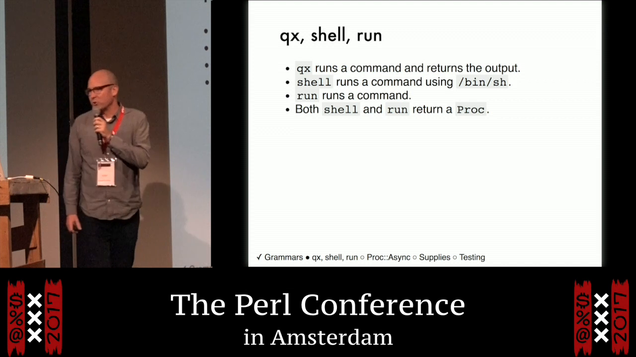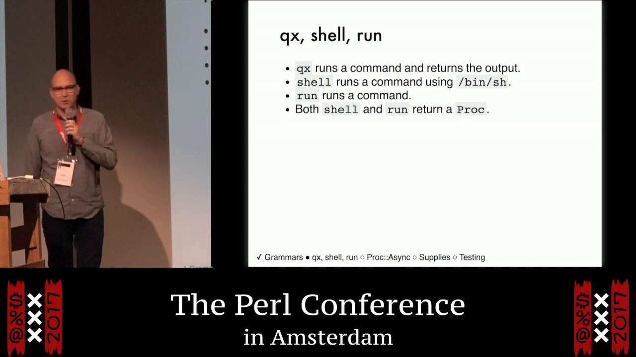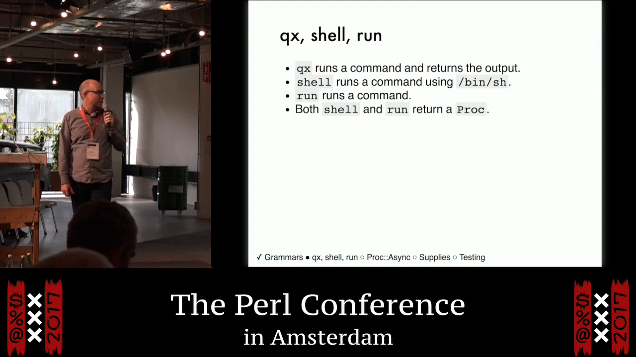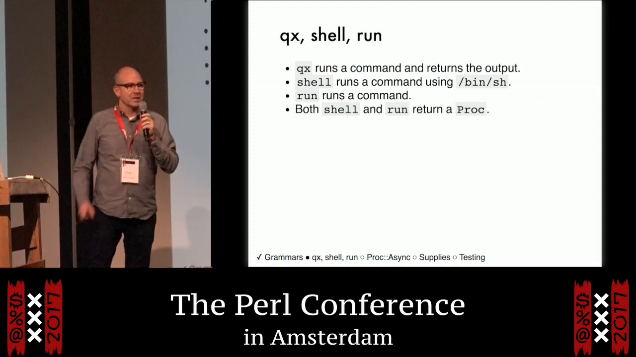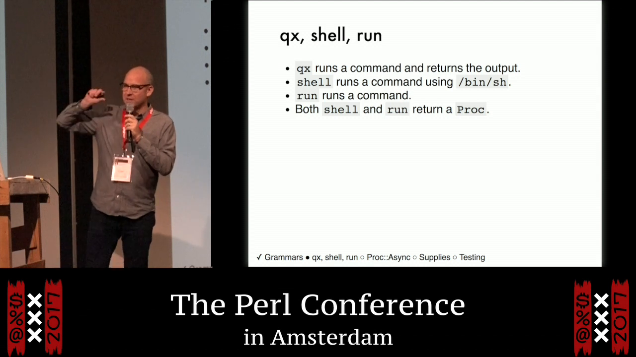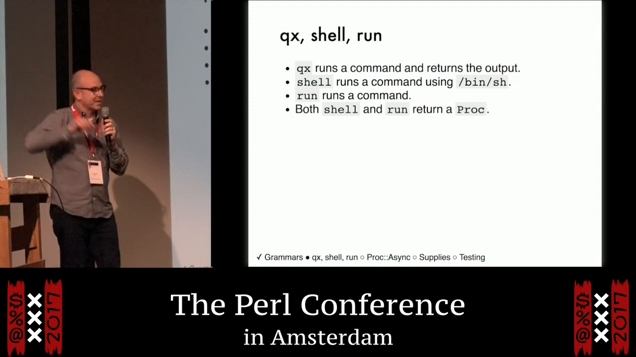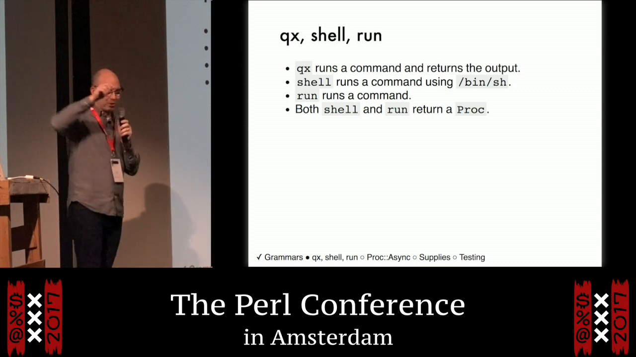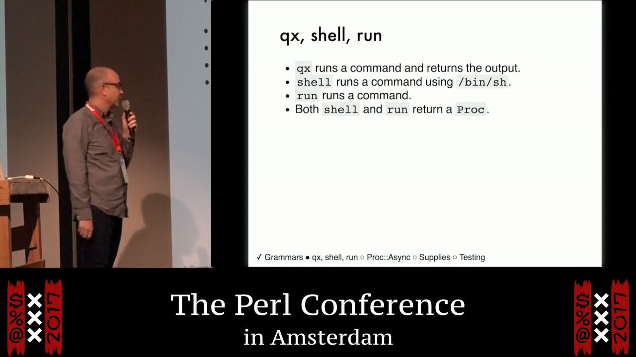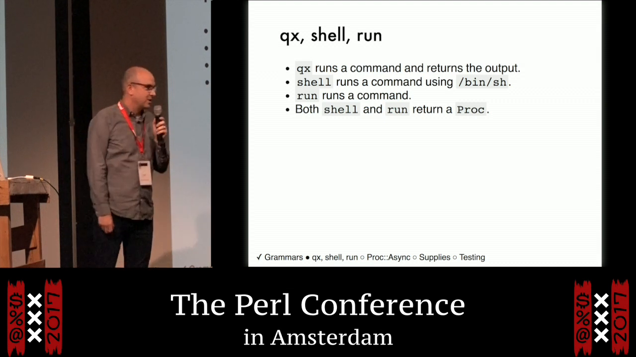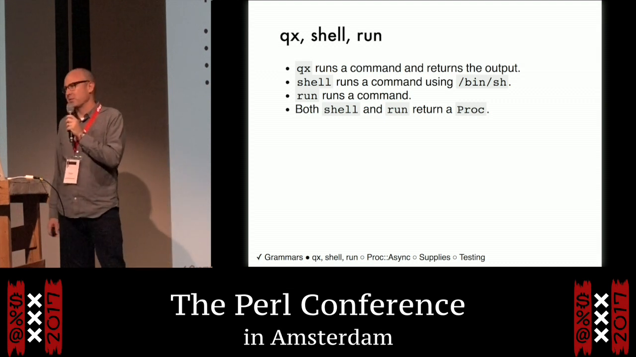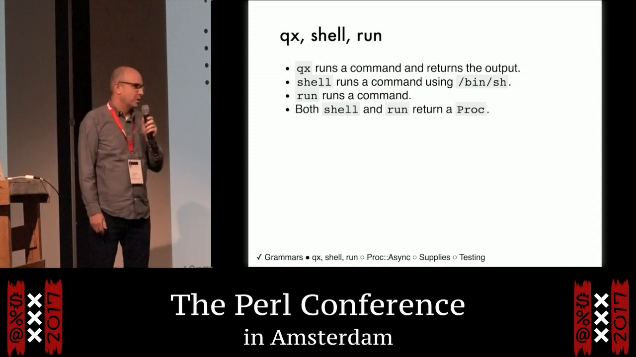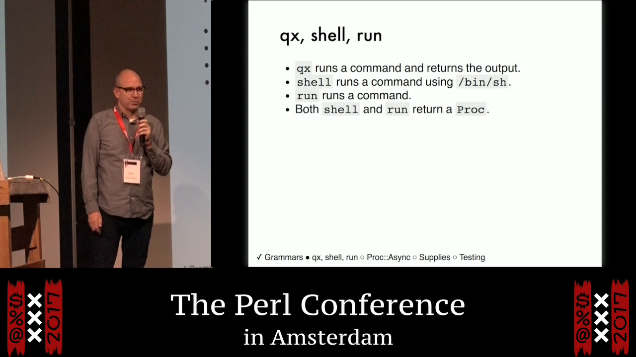Okay, so a little bit about QX, shell, and run. And this may be review for some of you. But QX, pretty straightforward. It's just like Perl 5. You give it a string, it executes the command, and returns the output. If you want to interpolate, then it's QQX instead of just QX. Shell and run are almost the same, except that shell uses a shell. And both shell and run return a proc object, which we'll hear more about later.